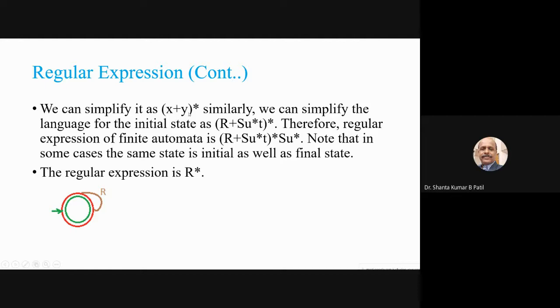After eliminating, sometimes what happens, the finite automata consists of the initial state being the final state. After eliminating all the intermediate states, only the initial state is left and the same state is a final state. So this is only left out. For this, the loop is R. So for such a finite automata, the regular expression is R star. We'll see some examples on the state elimination.